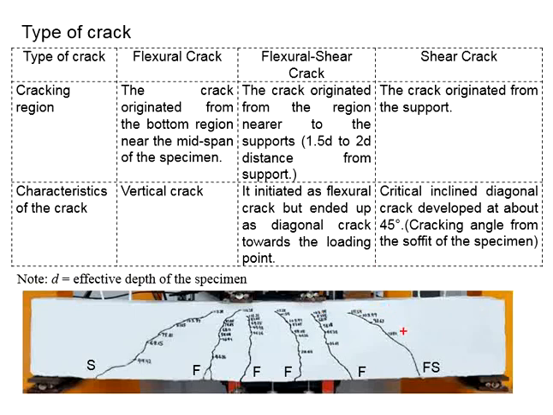Now, how do you identify the flexural shear crack? You can identify it by the location, normally somewhere between 1.5D to 2D. Another way is by looking at the pathway. Normally, the flexural shear crack starts vertically. Deeper into the beam, it will become diagonal, and it is heading towards the point load.